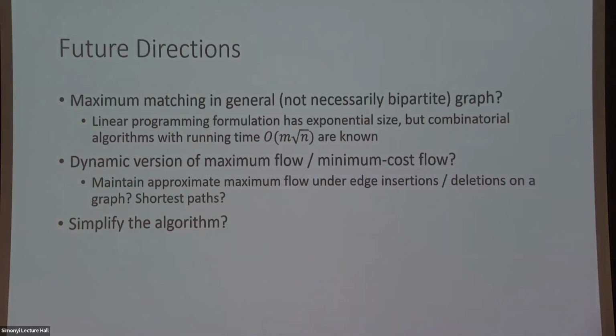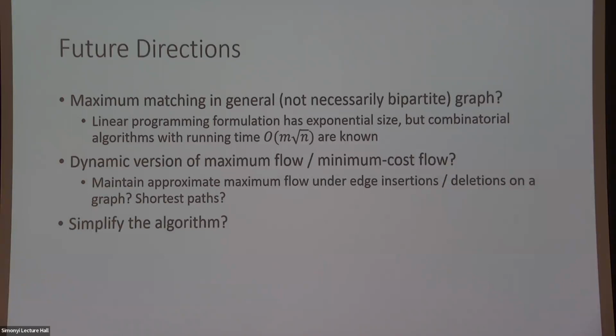Just wanted to say a little bit about directions for future work. As I said, our algorithm solves max flow, which corresponds to the bipartite matching problem. You can ask about matchings in general graphs, not necessarily bipartite. In this case, it is known that you can use combinatorial approaches to get algorithms running in time m root n. However, the linear programming formulation of the problem actually requires exponential size. So a lot of the things I've discussed today don't work directly. So it would be interesting to understand that case.